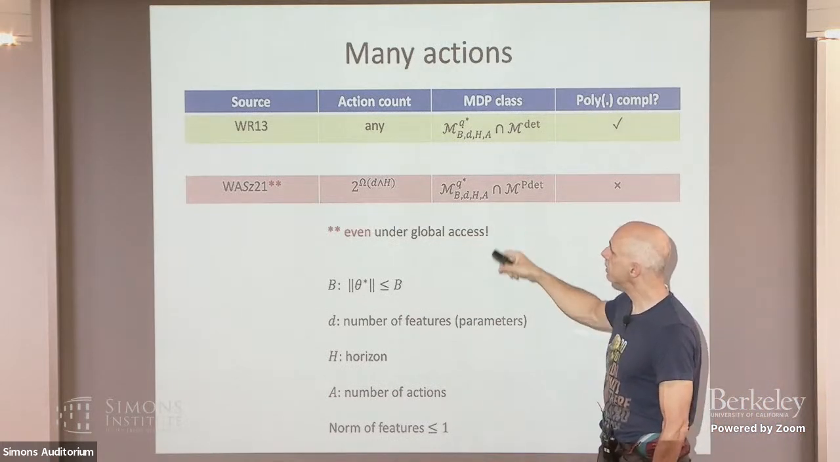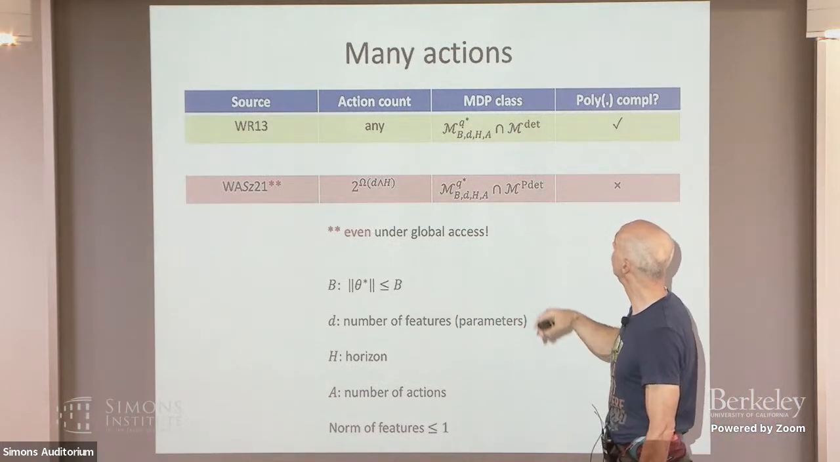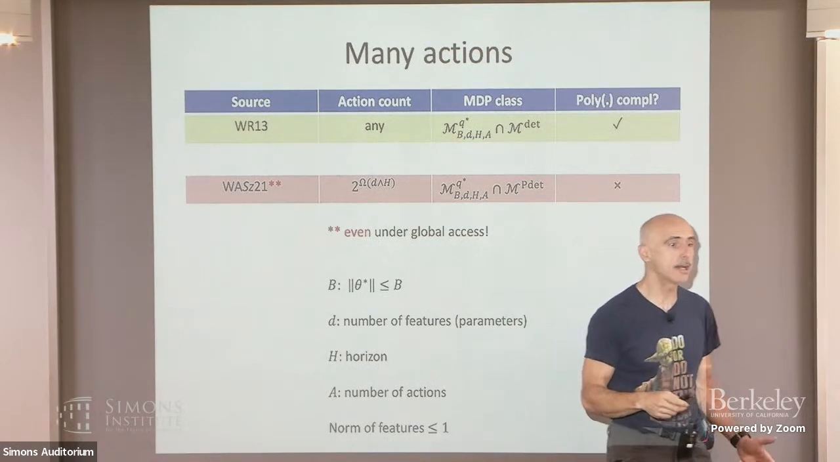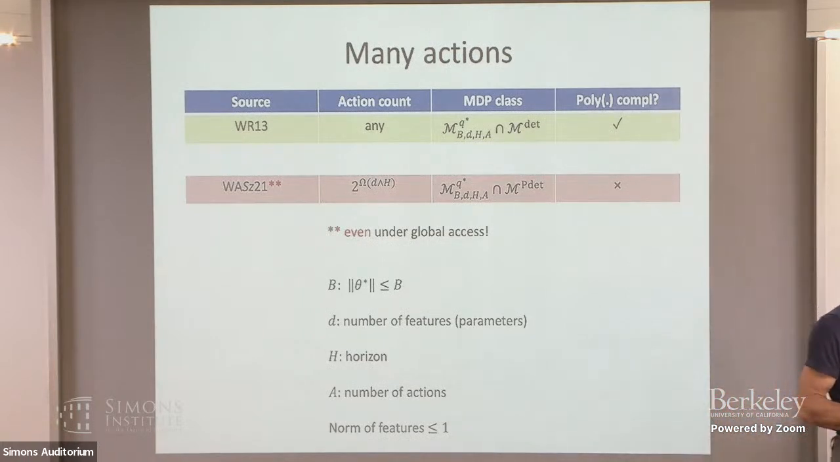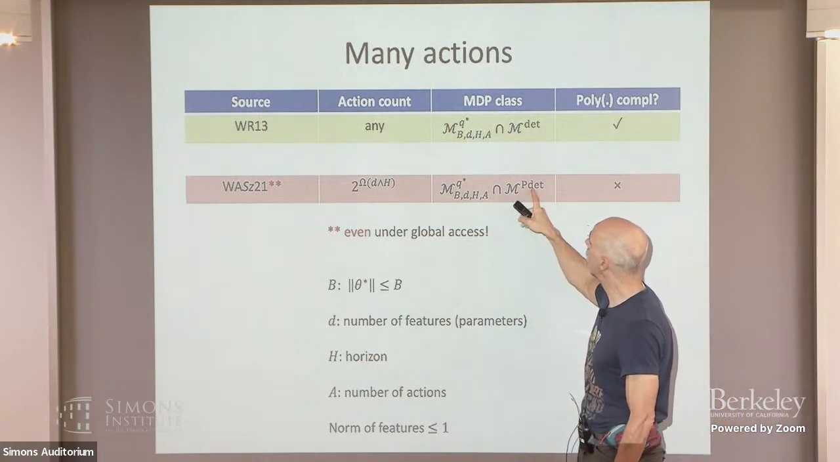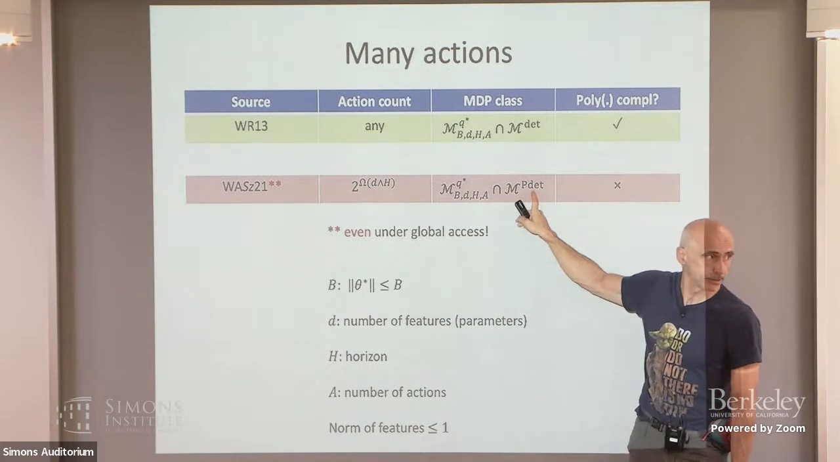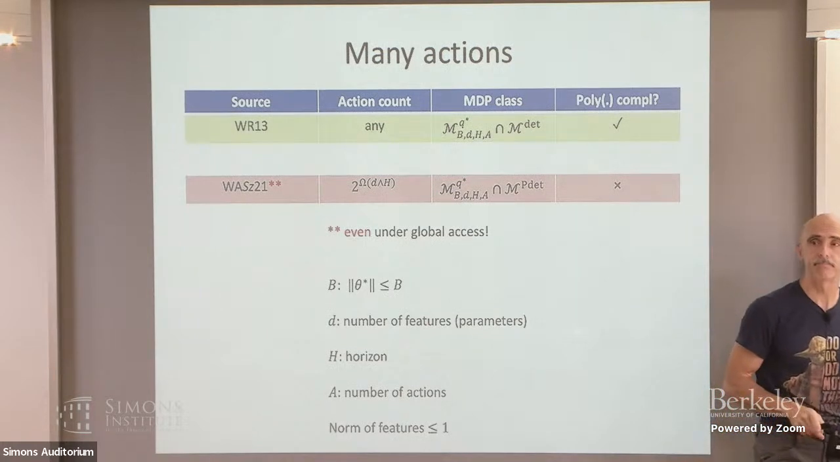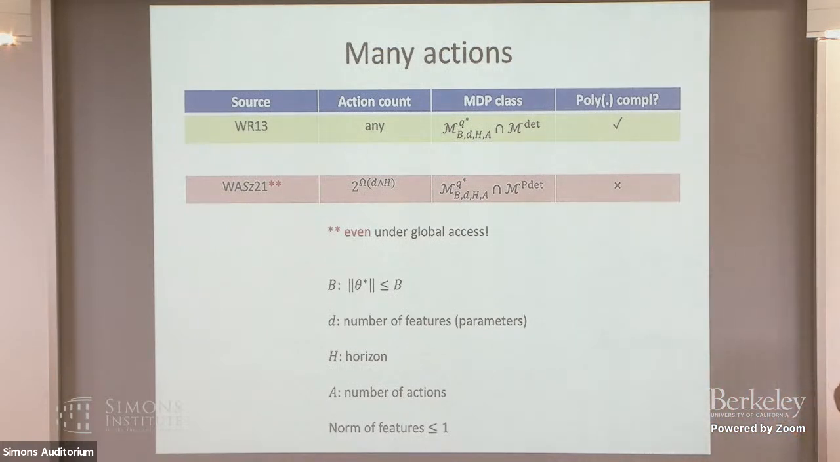The next result is from a paper of ours that says that if you have a large number of actions, exponential in the smallest of the dimension and the horizon, and you give up on deterministic MDPs, then this nice result is gone. This is also going to be based on some pathological construction. So that's pretty sad.